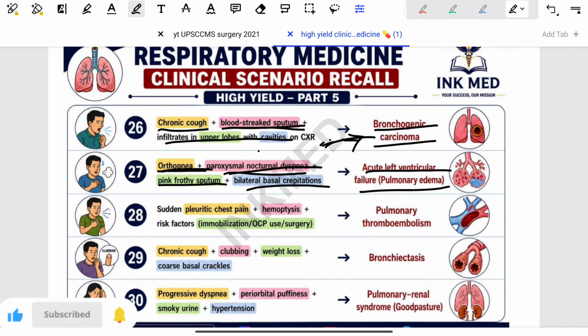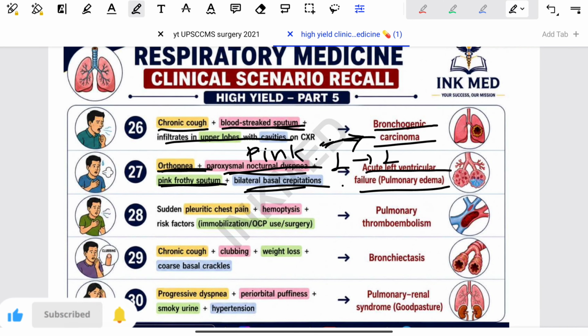The trick is the left ventricle fails. The blood backs up into the lungs. Fluid fills the alveoli. The memory trick: left fails, lungs flooded. Example: pink frothy sputum is one of the most classical clues of pulmonary edema.